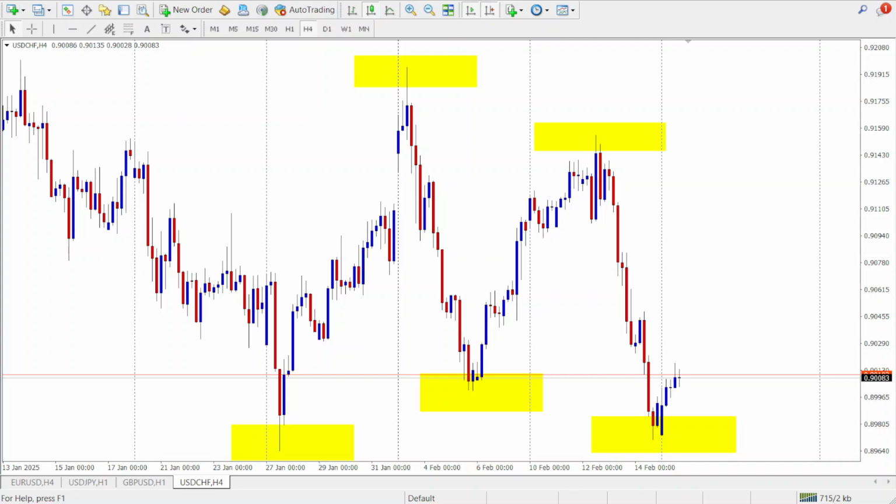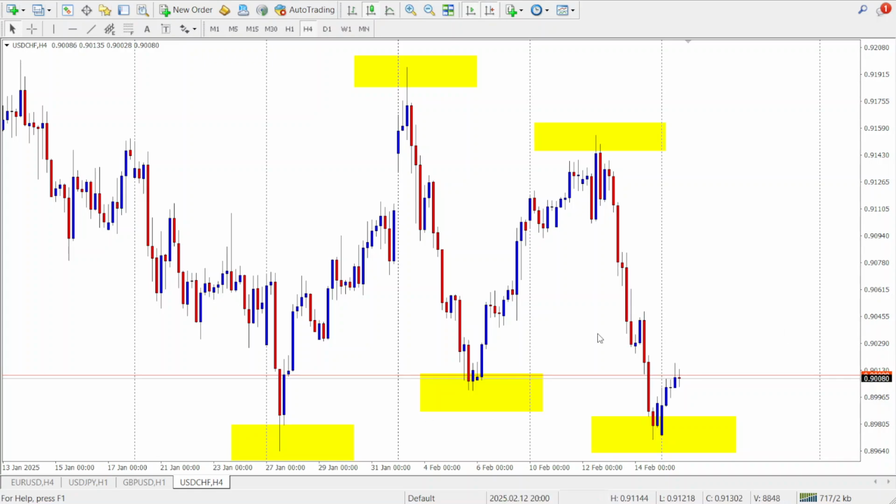For example, if price is hovering near a recent swing high or low, it's likely that liquidity is resting there. Smart money often pushes price toward these areas before reversing. So how do you use this in trading? Now you have to identify liquidity zones where price is likely to target before making a move. Wait for price to sweep liquidity and show signs of reversal before entering a trade.